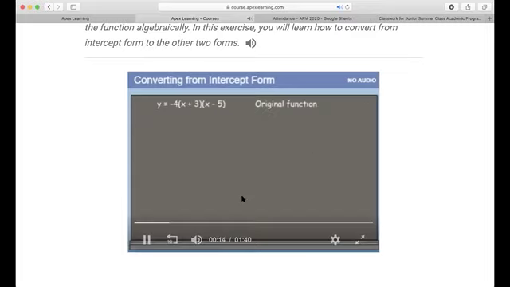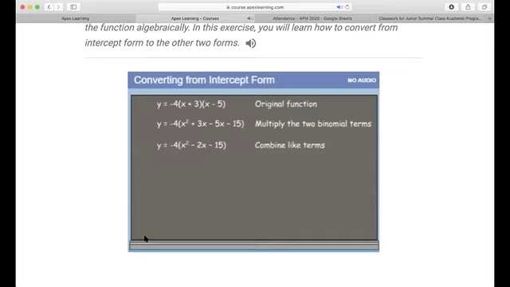So a good example of this, right? We take our original function, we use the FOIL method, we multiply the 2 binomial terms, we combine like terms. Then we're gonna distribute that -4 out, and we are in our standard form.